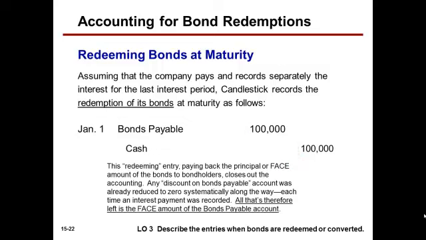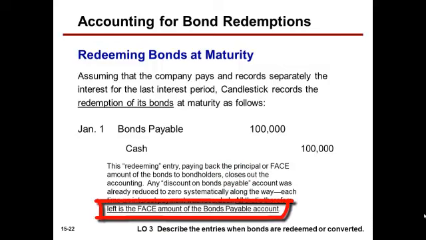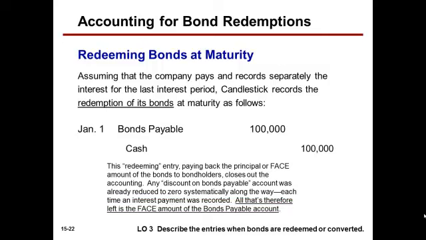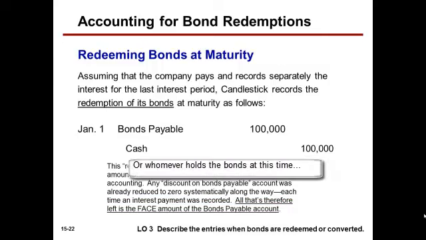This redeeming entry, paying back the principal or face amount of the bonds, closes out our accounting. Any discount on bonds payable account was already reduced to zero systematically along the way each time an interest payment was recorded. So all that's therefore left is the face amount of the bonds payable account. We retire it. Reduce it by paying cash back to the original bondholders.